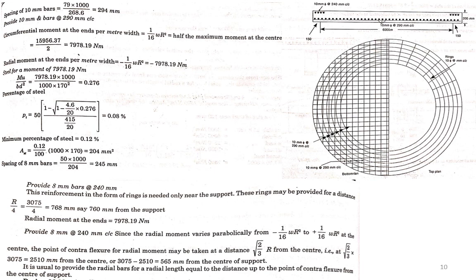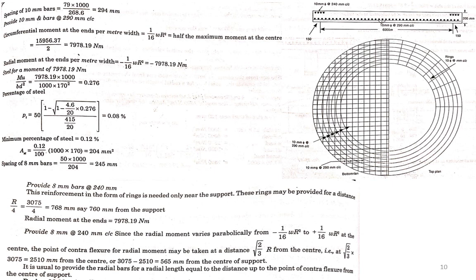So in this problem, the radial moment varies. In the previous slide, you can observe the variation of radial moment. It is varying parabolically from -1/16 to 1/16 wr² at the center. The point where the bending moment becomes zero, the point of contraflexure for this radial moment, may be taken at a distance of root of 2/3 r from the center. That means from the support, you have to find that value. So root of 2/3 r from center is 2510 mm from the center.